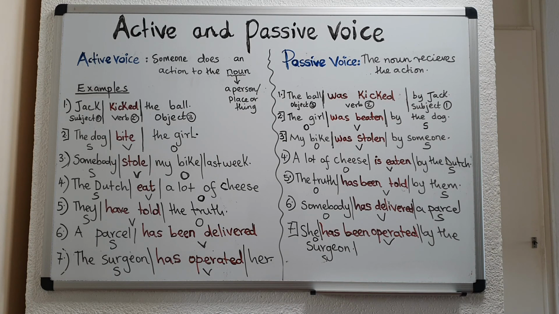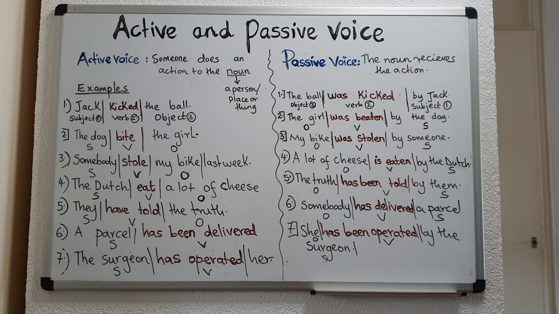Number 2, pay special attention to the verbs, because the verbs change from the active voice to the passive voice. And most of the times, if the verb is in the past tense, as it is the case in examples 1, 2, and 3, you change them to the past tense but you also use was in front of the verb. Okay, was kicked.